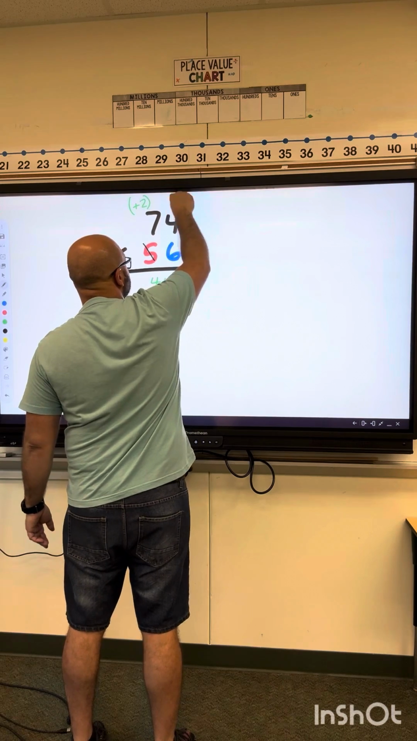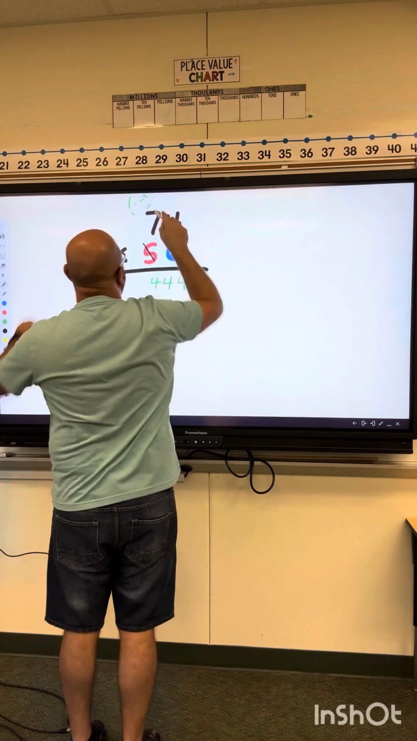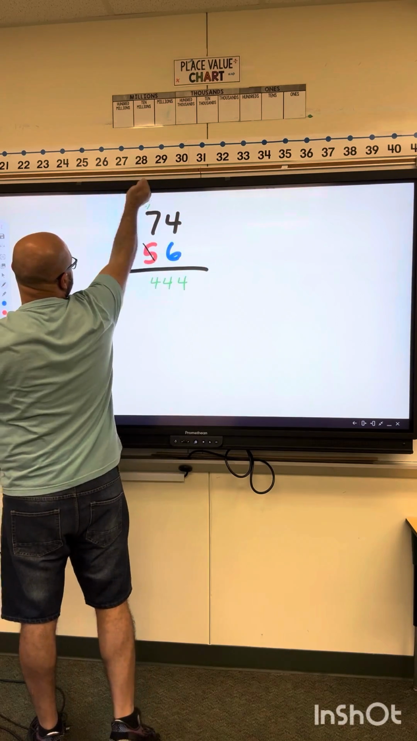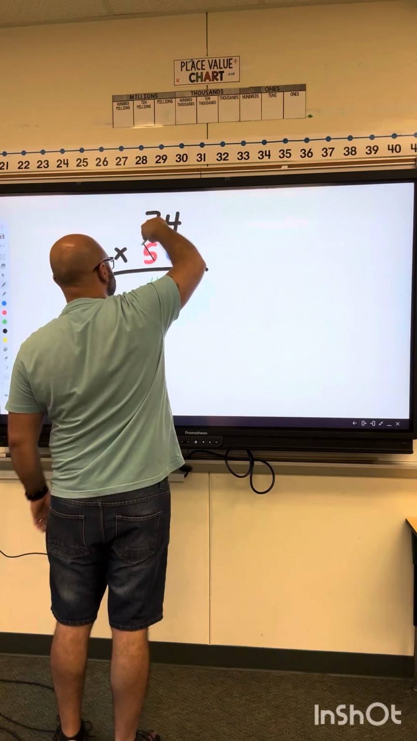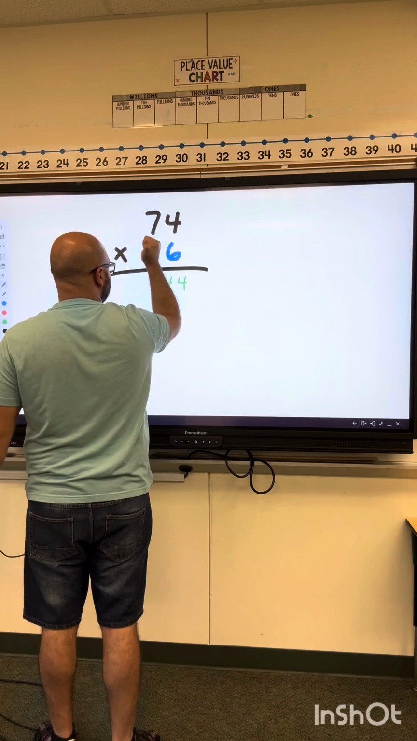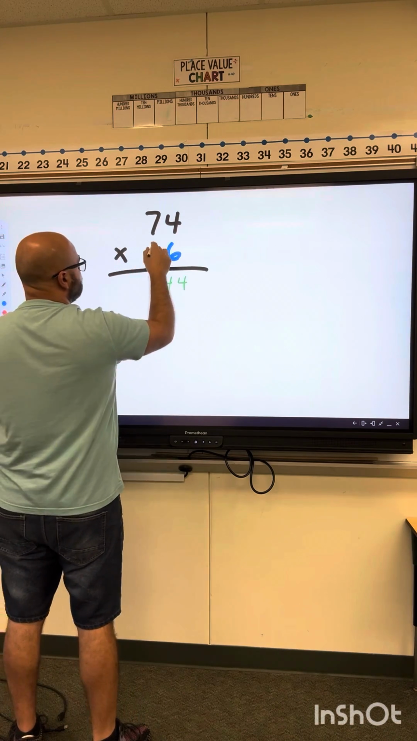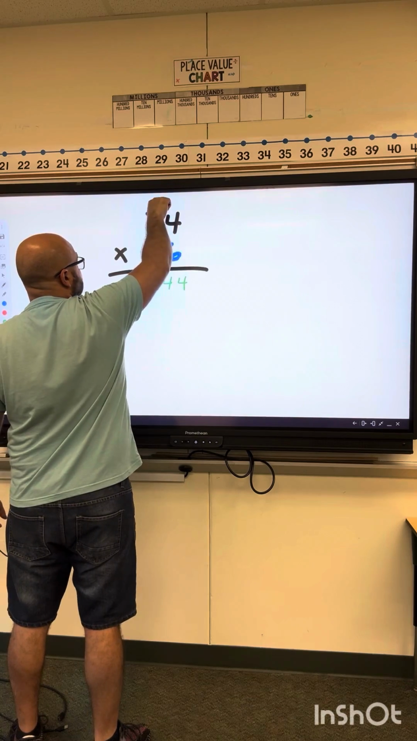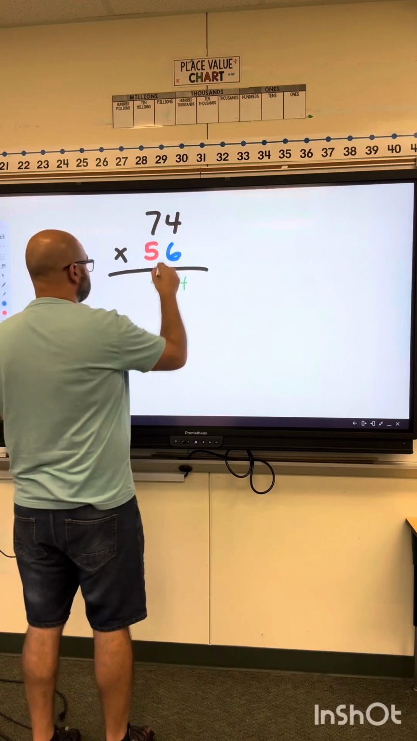Okay, now let's do the 5 now. We gotta bring that 5 back, okay? Everything else that you did up here, you could erase it. And once you get better at it, you don't have to erase it because you would know what to do. But this is just small little things that you could do to keep you focused on the number.